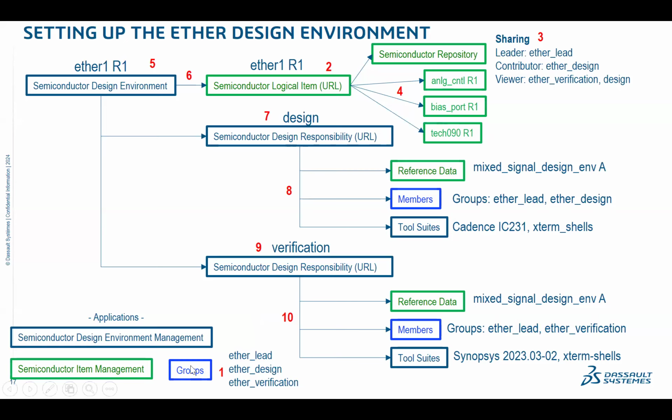So the first thing we're going to do is create some groups as to who is the lead of the design. I'm going to be the lead. Who are the designers on the design, the people that have read-write access into the repository, and who are my verification engineers, the people that can build design areas. If they get all the data, they can do all the verification, but they couldn't check in changes to the repository.